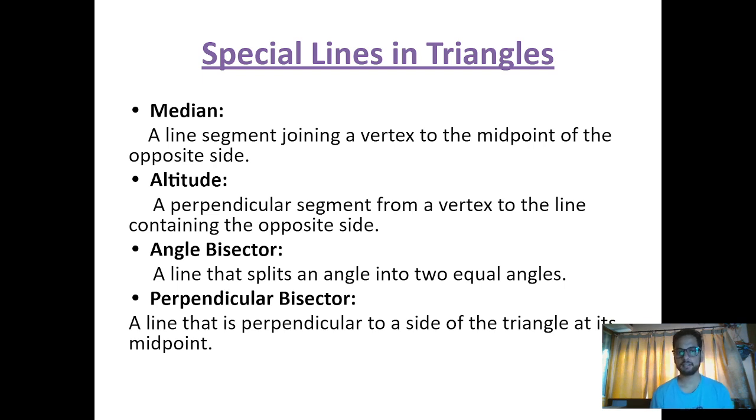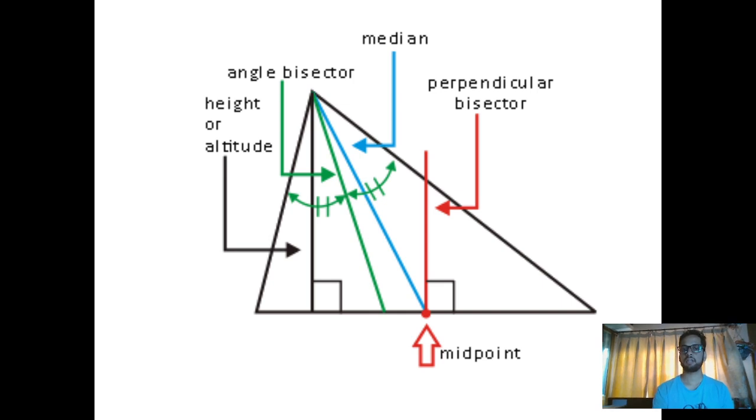Now, angle bisector splits an angle into two halves, and the perpendicular bisector is a line perpendicular to a side of the triangle at its midpoint. So, we will discuss all these lines of a triangle from this diagram. Let us focus on the red line. Let me explain this.